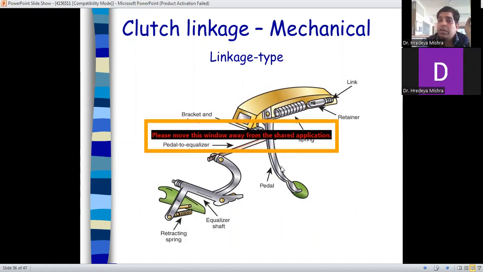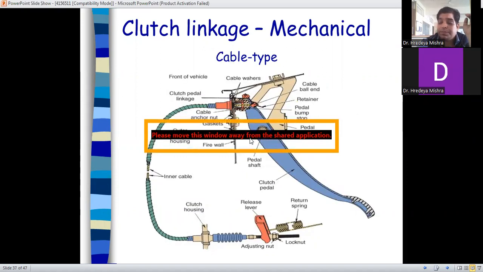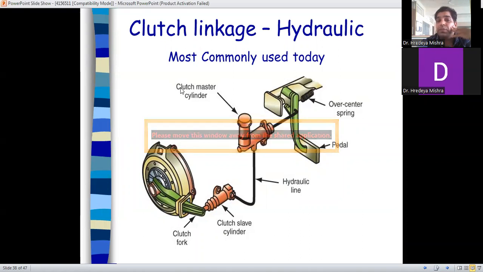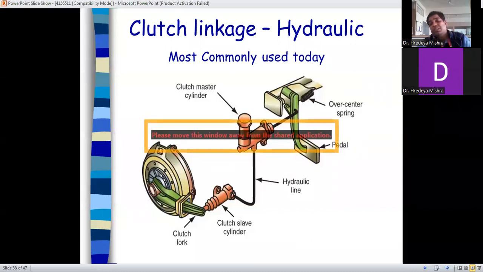See, linkage pedal type. Here is a pedal and here is a cable. Mostly this is the common type used today. Okay, the clutch master cylinder is here. Means we can use a pneumatic type or hydraulic type of pressure which is applied to engage or disengage the clutch plate from the flywheel.